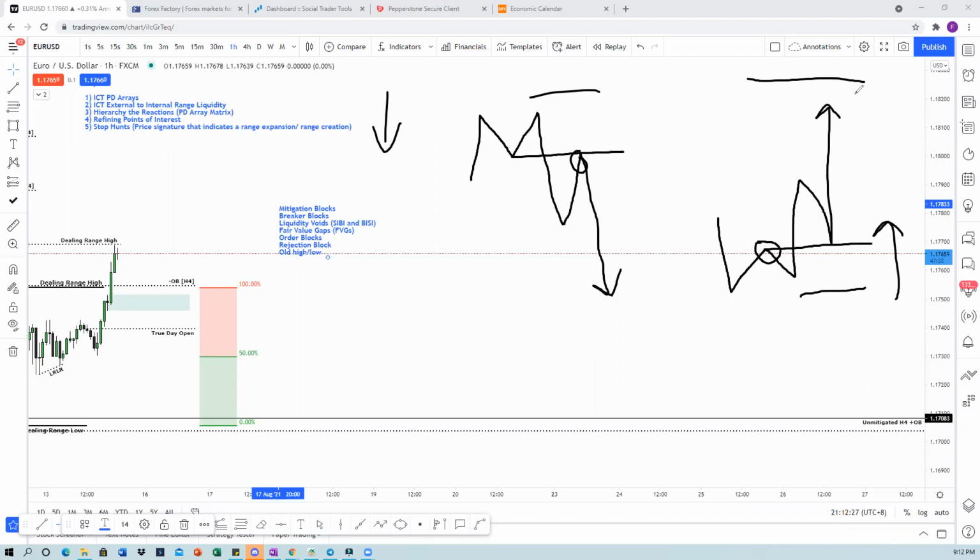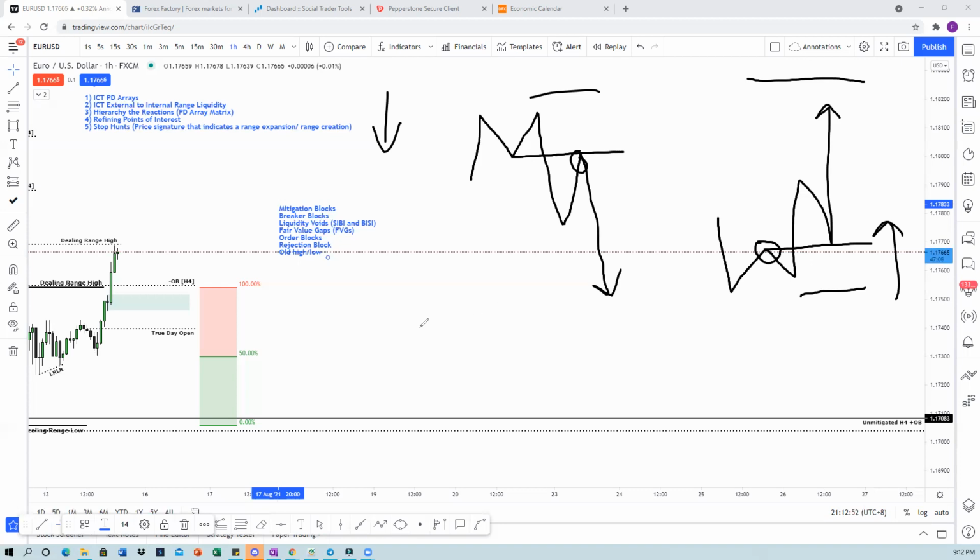So that is a mitigation block. It's more of an understanding of how it looks, how the liquidity has formed. Now remember, it's not a pattern. It's an understanding of how liquidity has formed. There's a reason for price to sell off.